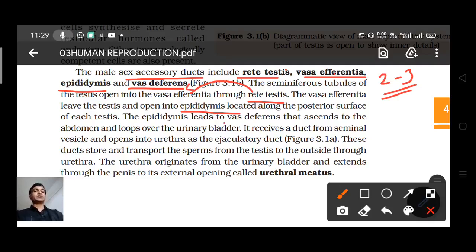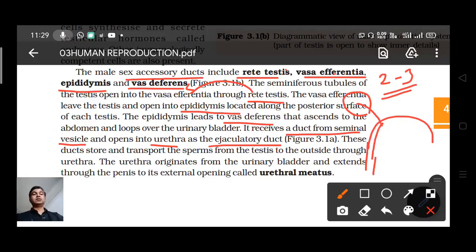The epididymis leads to the vasa deferens, which ascends to the abdomen and loops over the urinary bladder. It receives the duct from the seminal vesicle and opens into the urethra as the ejaculatory duct. Clear? This is the vasa deferens, and to that the duct of the seminal vesicle joins. From this point, this is the ejaculatory duct. This ejaculatory duct again joins with the duct from the urinary bladder, and from that point onwards it is called the urethra.